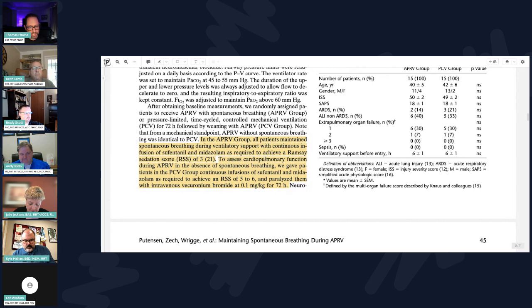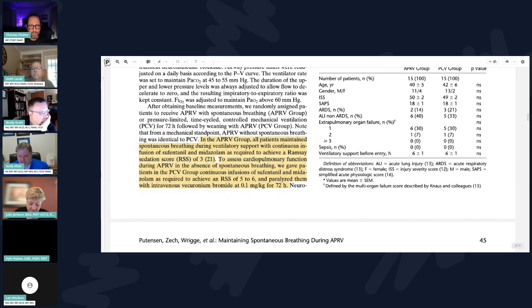And then to assess cardiopulmonary function during APRV in the absence of spontaneous breathing, they gave patients in the pressure-controlled group sedation to get an RSS of 5 to 6 and paralyzed them for 72 hours. So if you're going to paralyze a patient, you darn well better be sedating them well, because that would just be torture. So here we have a study where for 72 hours, they were managed on a pressure control mode with the same settings as APRV, but they were paralyzed for 72 hours.